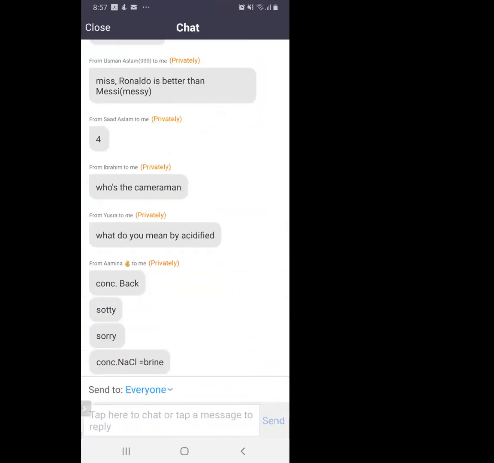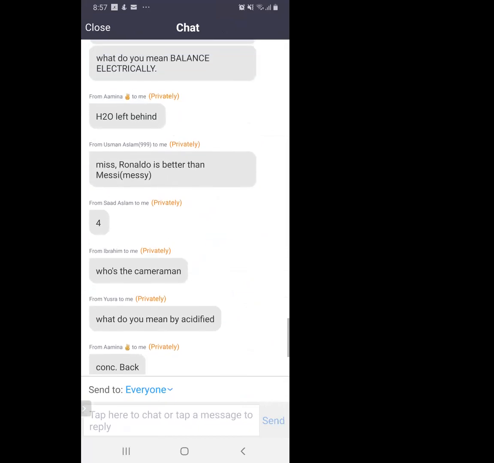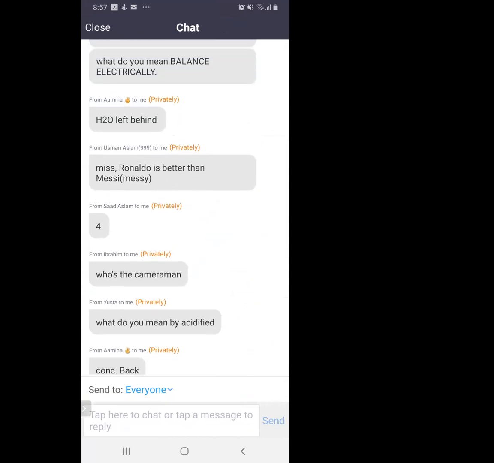Brine is, yes, concentrated sodium chloride. What do you mean by acidified? Acidified means I added a little dilute acid, just to help the water molecules be broken into its cations and anions, right?